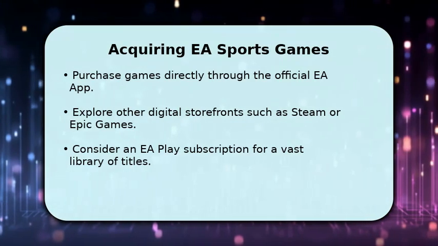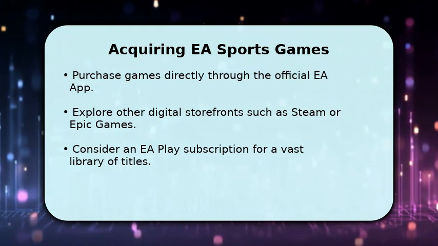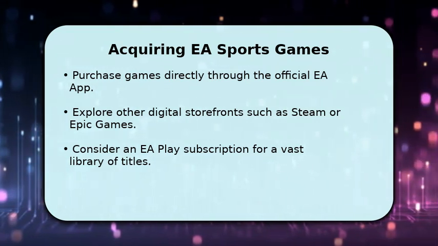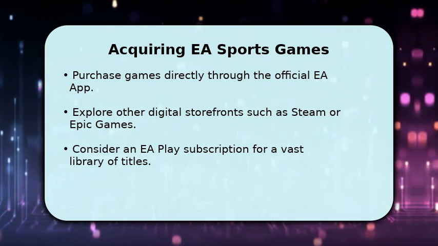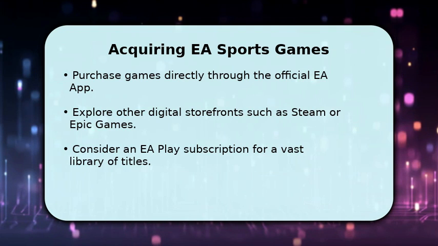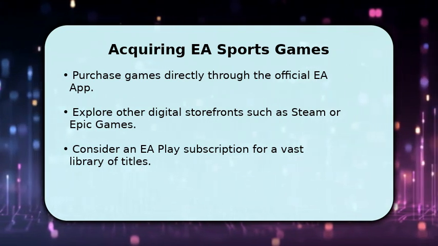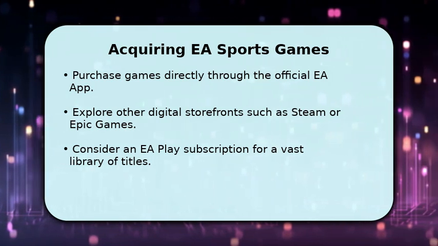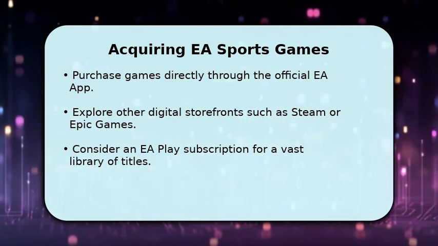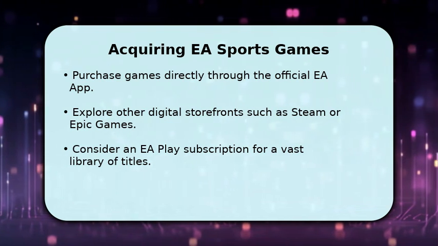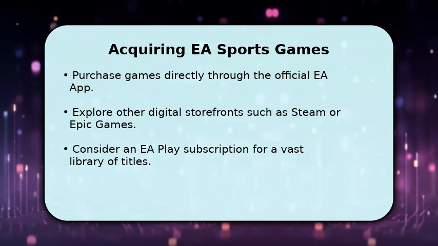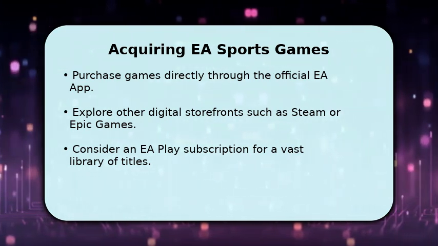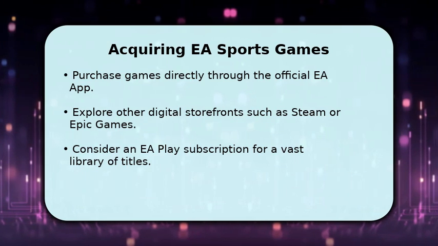Once you know which game you want, it is time to acquire it. The primary method is purchasing directly through the official EA app, which is Electronic Arts' own platform. Alternatively, many EA Sports titles are available on other popular digital storefronts like Steam or the Epic Games Store. For a broader selection and ongoing access, you might consider an EA Play subscription, offering a large library of games for a monthly or annual fee.